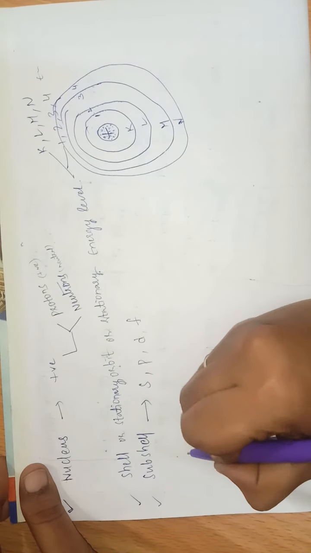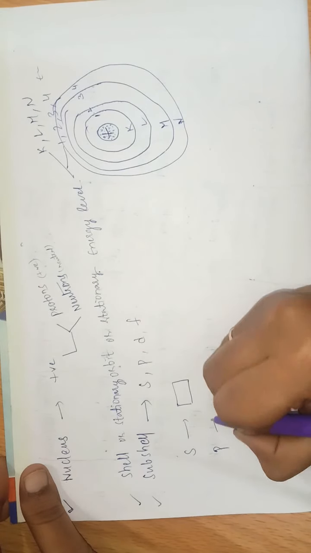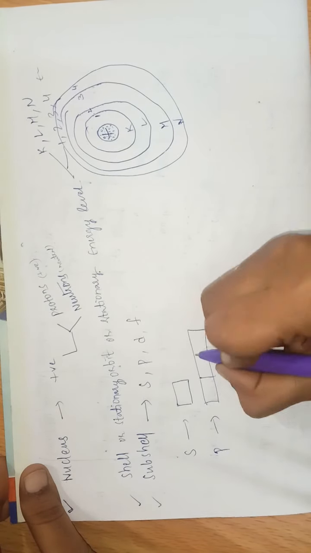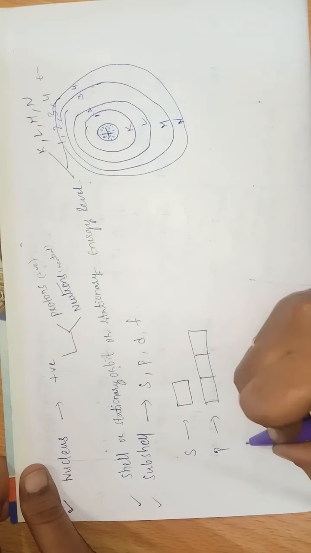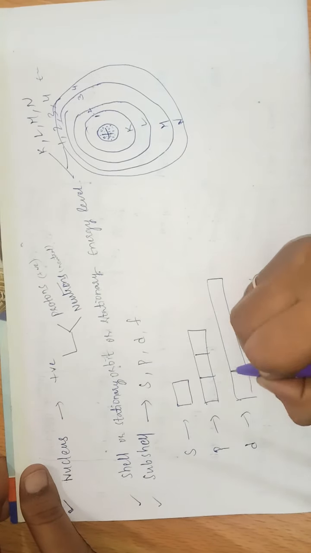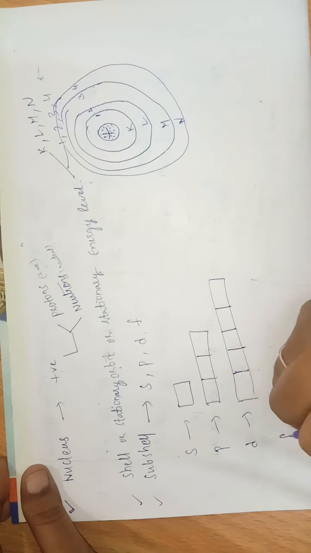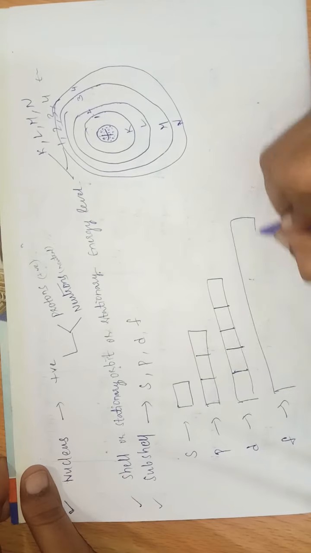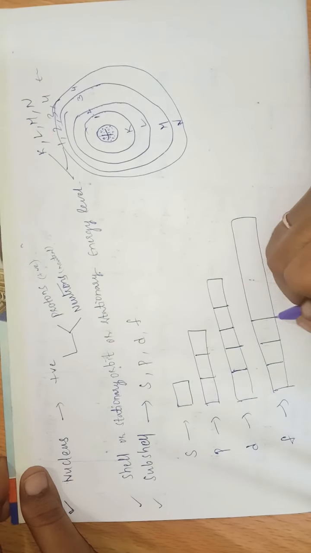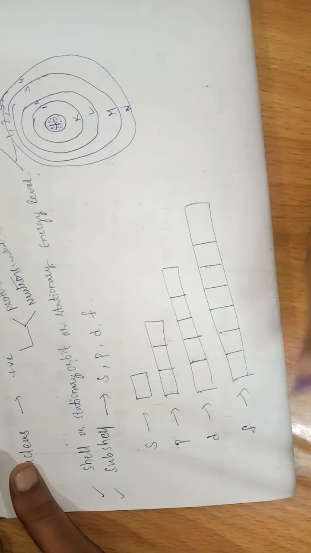s orbital, p having 3, d having 5, 1, 2, 3, 4, 5. f having 7, 1, 2, 3, 4, 5, 6, and 7. These are the orbitals, or subshells.